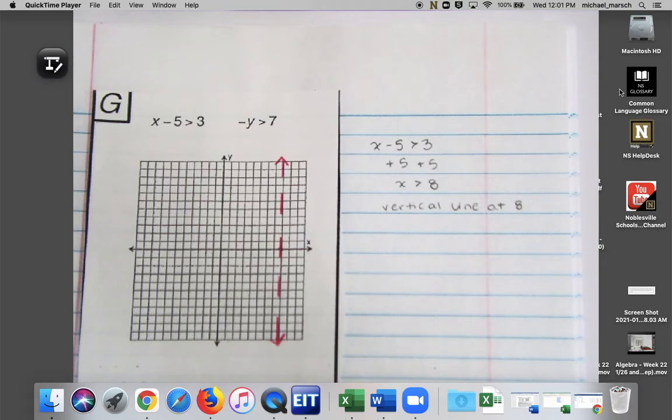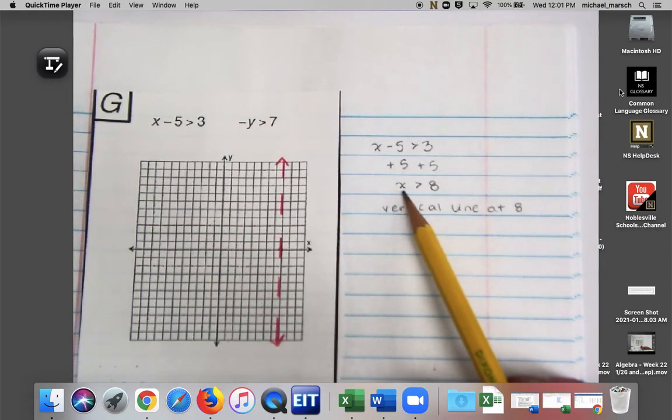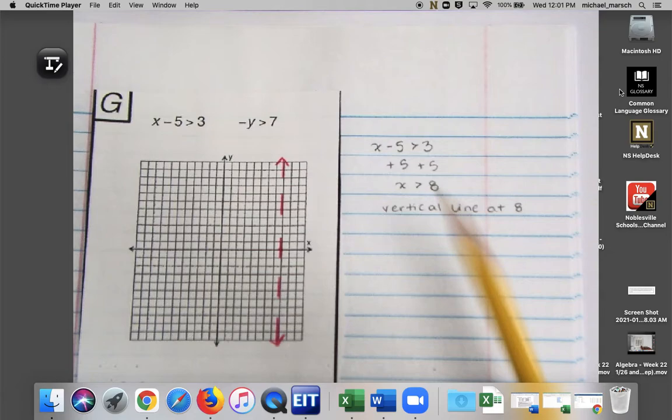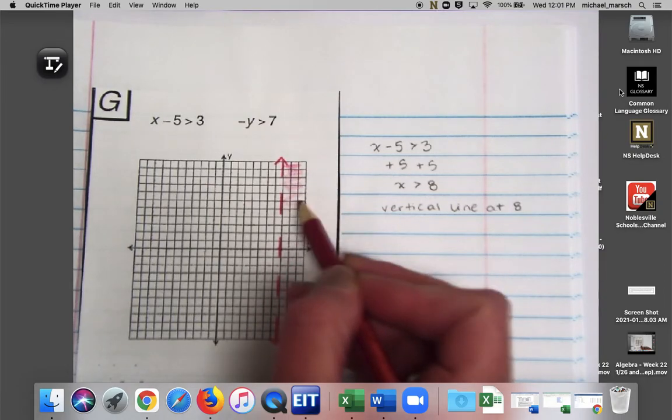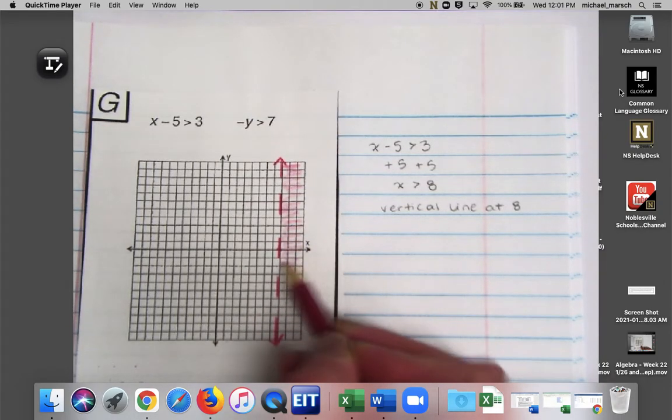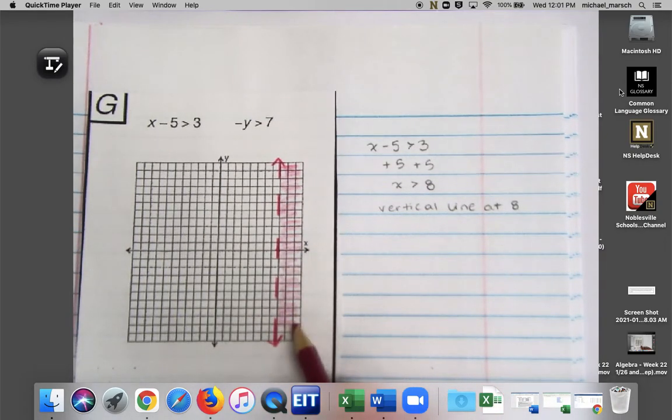And so we can do the same thing. We can put 0 in for our x value. Is 0 greater than 8? Nope. So we're going to shade this way. Just because we don't have a y, you can still use the 0.